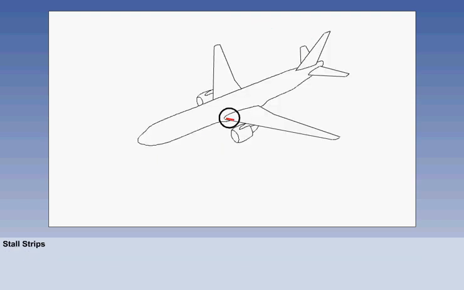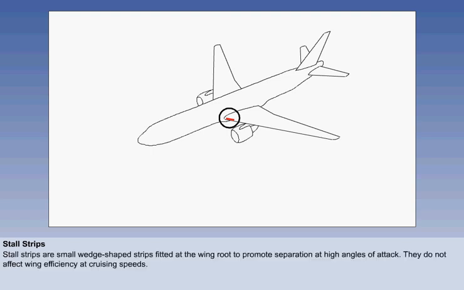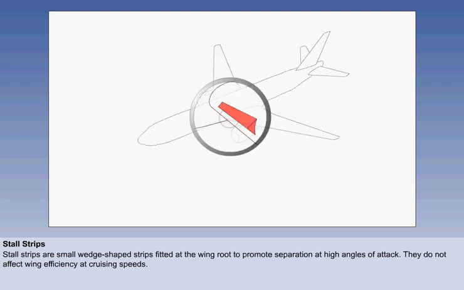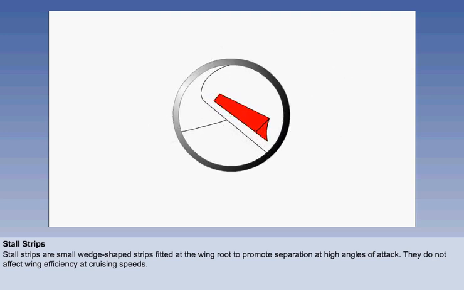The stall pattern can be influenced by forcing it to start from the root. This could be managed by designing the wing with a smaller leading edge radius at the root, but this is less efficient overall. The desired result can be achieved by fitting small wedge-shaped strips, stall strips, to the leading edge, which promote separation at high angles of attack, but will not affect the efficiency of the wing at cruising speed.